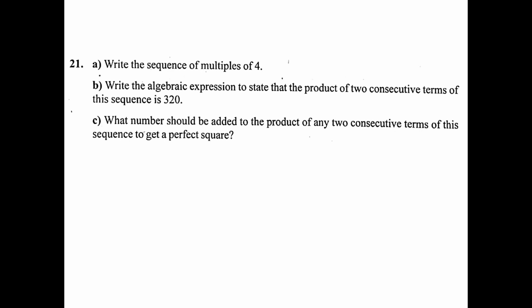21. Write the sequence of multiples of 4. Write the algebraic expression to state that the product of two consecutive terms of this sequence is 320. What number should be added to the product of any two consecutive terms of this sequence to get a perfect square? The multiples of 4 are 4, 8, 12, etc. Therefore, the sequence of multiples of 4 is 4, 8, 12, etc.